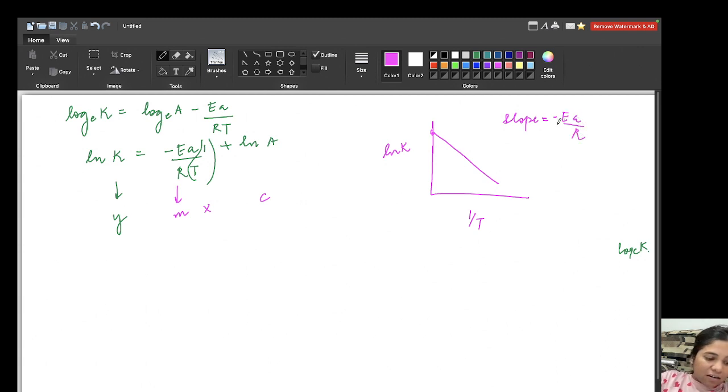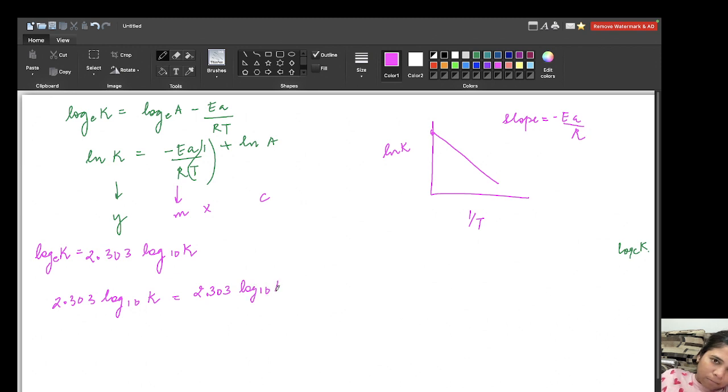Okay, now we know ln k, this also I can write as 2.303 log base 10 k, correct? Log base e of k can be written as 2.303 log base 10 k. So 2.303 log base 10 k will be equal to 2.303 log base 10 A minus Ea by RT. So just divide this full equation by 2.303. What will I get? Log base 10 k equals log base 10 A minus Ea by 2.303 RT, and this is the formula which is used the maximum number of times.